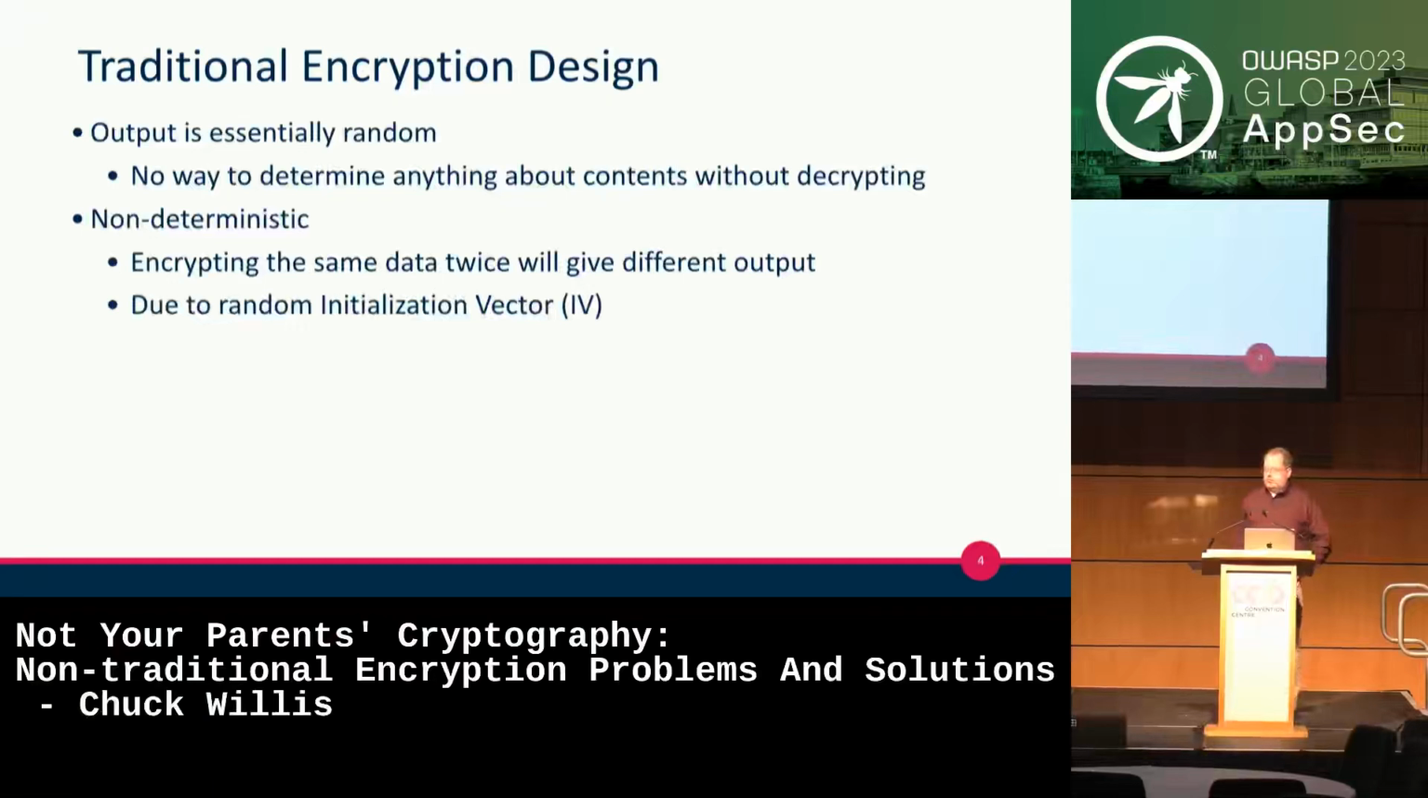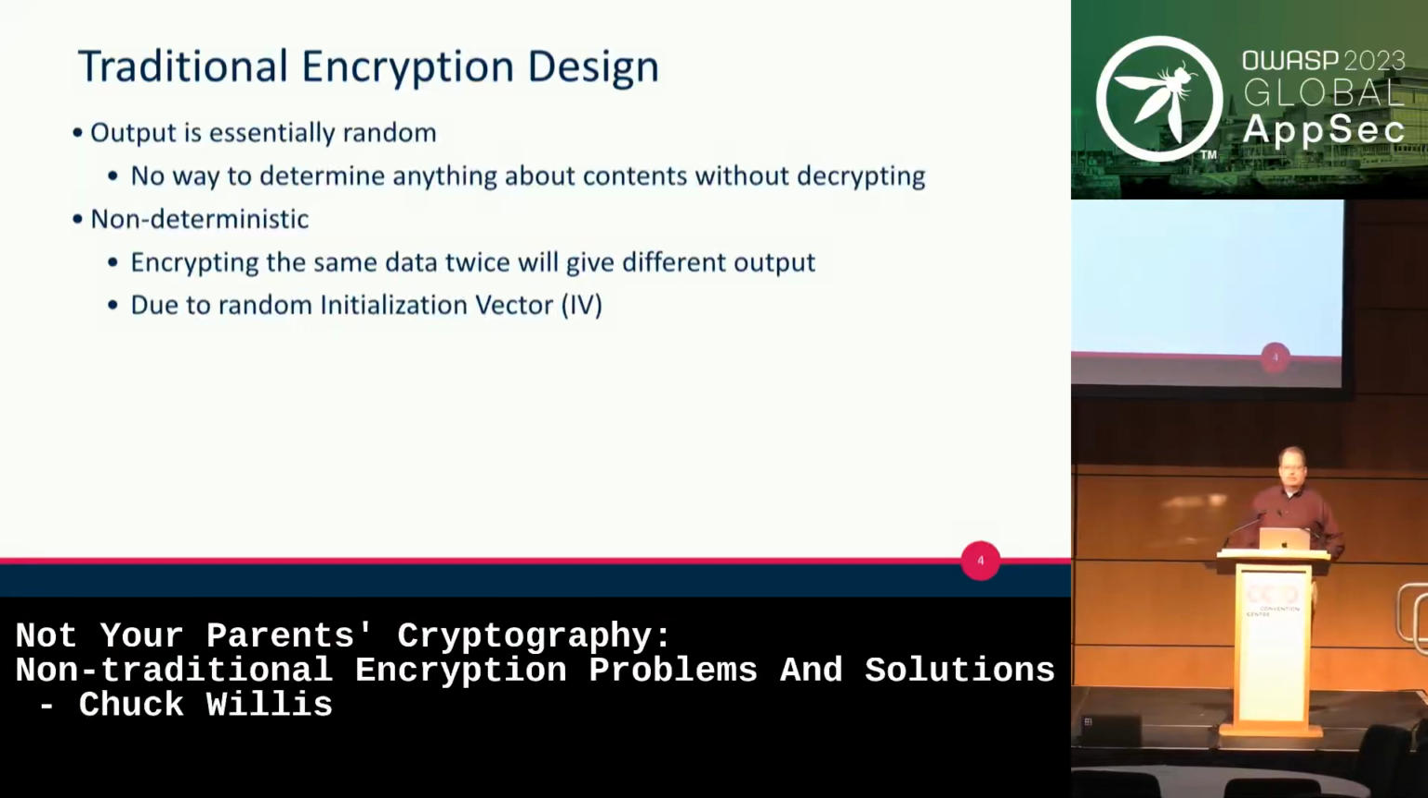When you think about encryption generally, what you normally learn in computer science classes or CISSP, back in the day when I went through that anyway, was traditional encryption design, where you take in some amount of plain text and spit out random-looking data. The idea was that there's no way to tell anything about the plain text by looking at the ciphertext. That was a design feature. It was also a design feature that it be non-deterministic, meaning you can encrypt the same data multiple times and get different output.